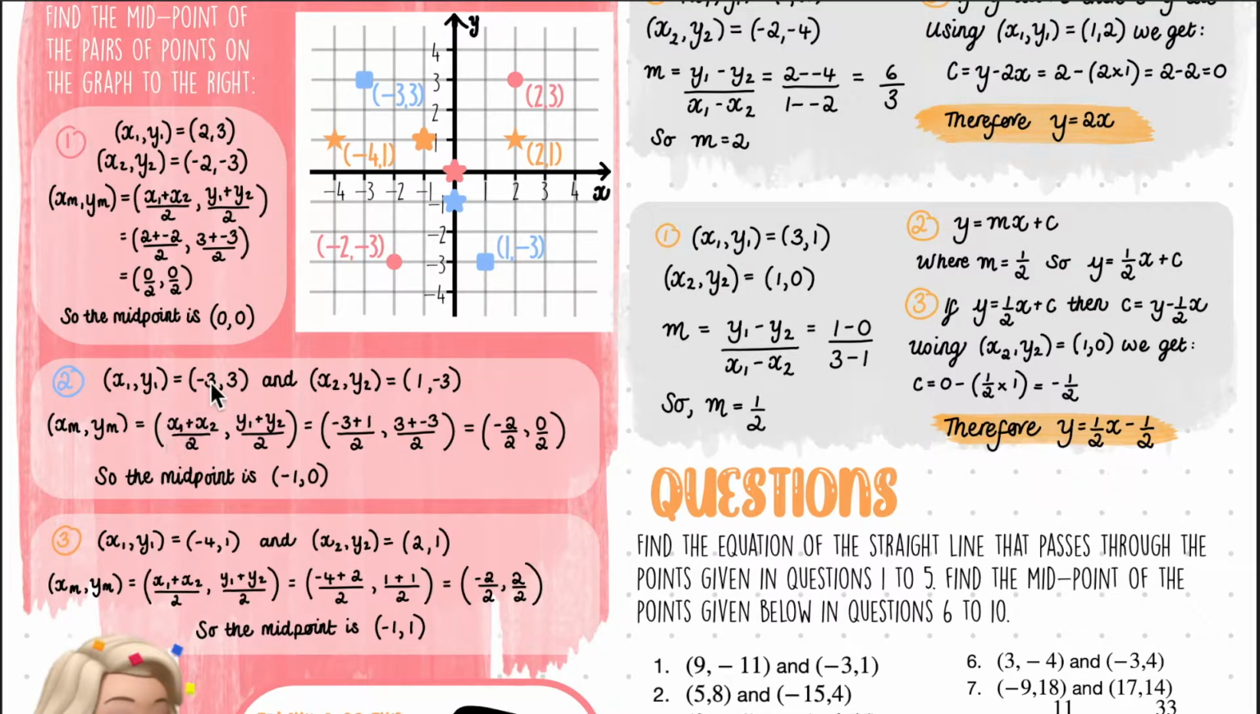So x1, minus 3, goes here. x2 is 1, which goes there. y1 is 3, and y2 is minus 3, which goes here. And these are both divided by 2. These simplify to minus 2 divided by 2, comma, 0 divided by 2. And this simplifies further to minus 1 and 0. So this is the midpoint between these 2 points.